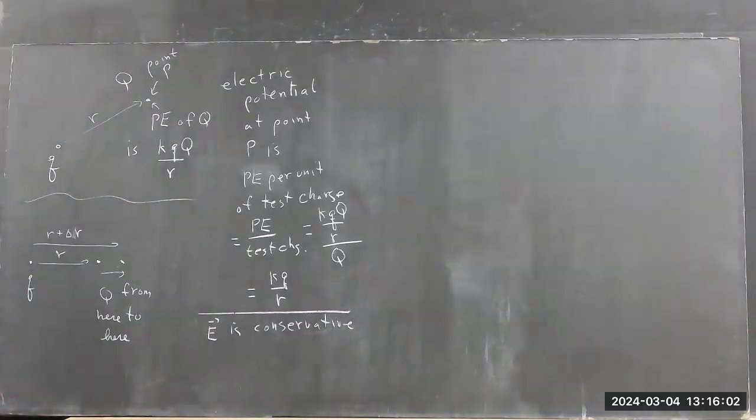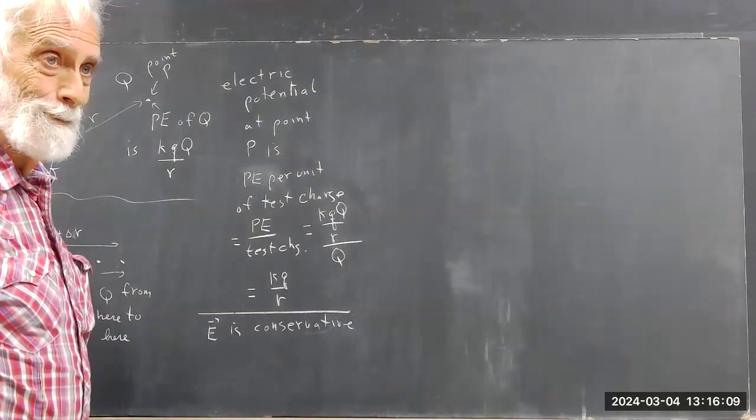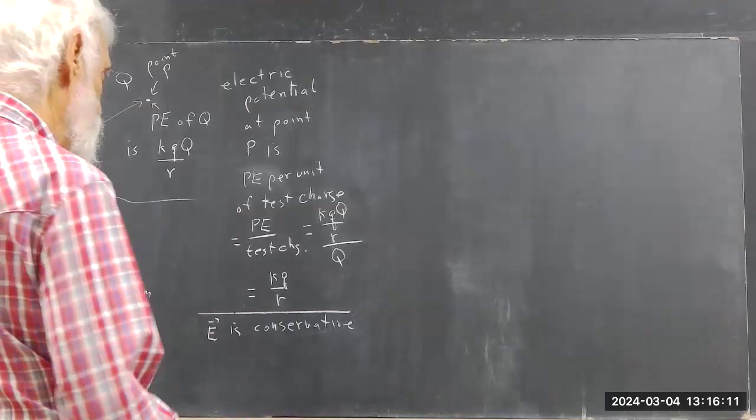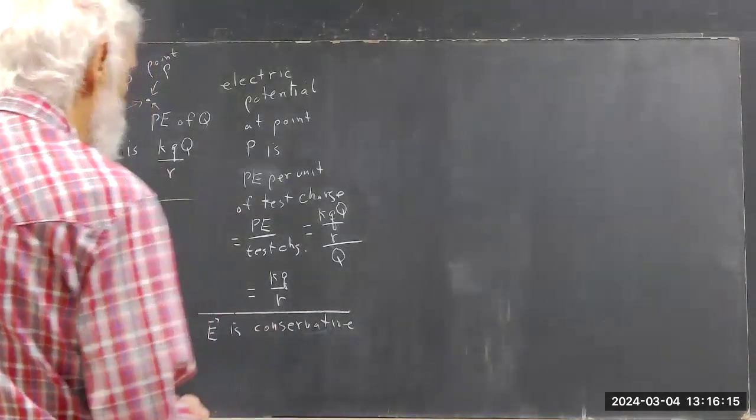Electric field is conservative, which is easy to prove. Just take its curl, and that's easy to calculate. Electric field is conservative.